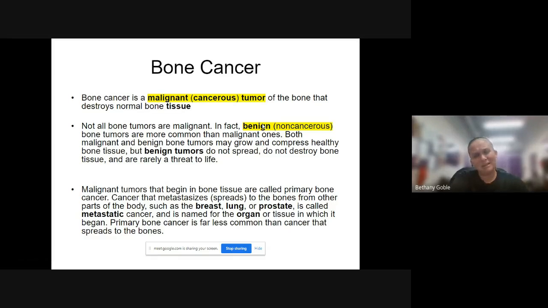If I feel a bump on my skin, like, what is that? I don't know what that is. Get it checked out, right? They might do some tests. It could be a benign bump, a benign tumor. They go in there, they could remove it.